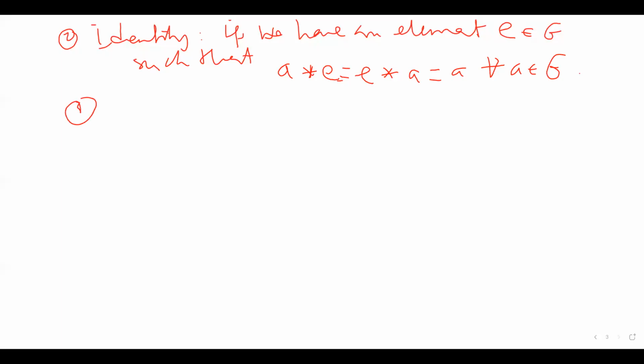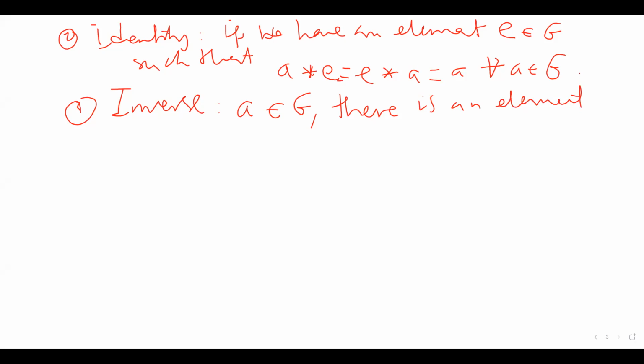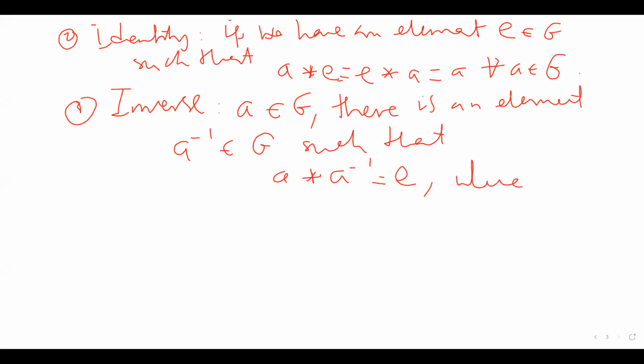Then the third one, the inverse. The inverse is such that if we also have a set G, then there is an element A to the power minus 1 also in G, such that A operation A inverse is equal to E, where E, of course, is the identity.